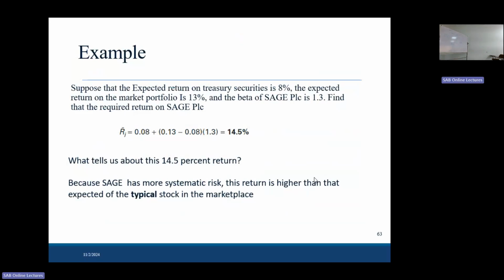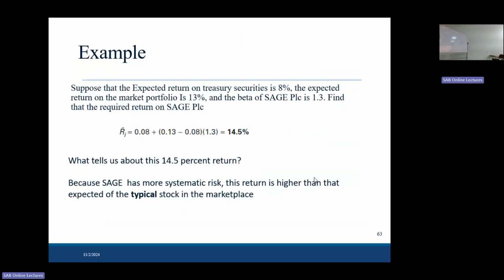What is the reason? Market portfolio return is 13%, but this company's required rate of return is 14.5, greater than the market portfolio return. Very good, very good. And that is the improvement.